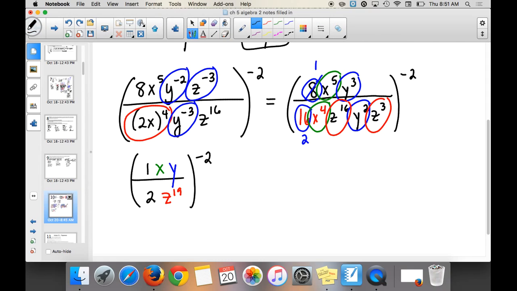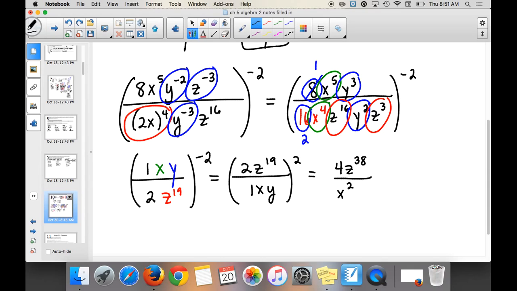So now what do I do when I have a negative exponent on the outside? Yeah, you can take the reciprocal of everything on the inside. So when I take the reciprocal of everything on the inside, I have 2z to the 19th all over 1xy, and I'm raising it to the 2. You don't really need the 1 there, right? So 2 squared is 4. How about z to the 19th raised to the 2nd? Z to the 38th all over x squared, y squared.